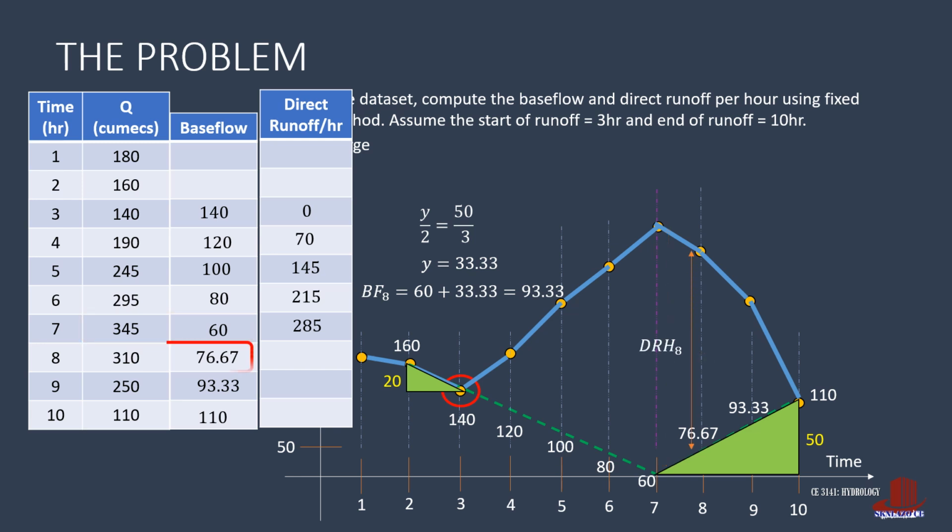At t of 8 hours, DRH is 310 minus 76.67, and that is 233.33 cubic meters. At t of 9 hours, DRH is 250 less 93.33, that is 156.67. Then lastly, at t of 10 hours, DRH is 110 minus 110, which gives no DRH.